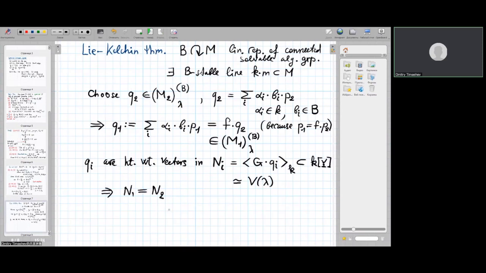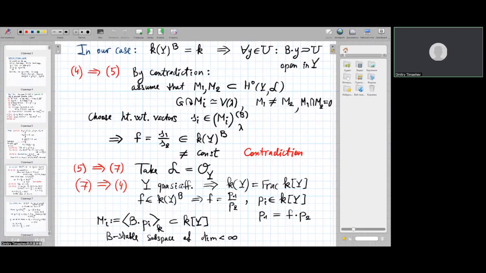And by the uniqueness of the highest weight vector up to a multiple, this means that Q1 and Q2 are proportional. That is, their ratio, which is F, is just constant. And this is the condition 4, which we wanted to prove.